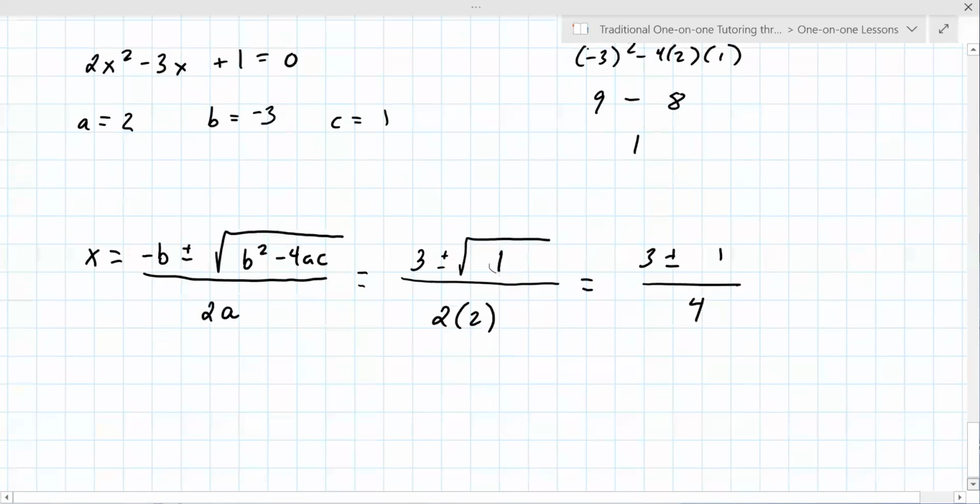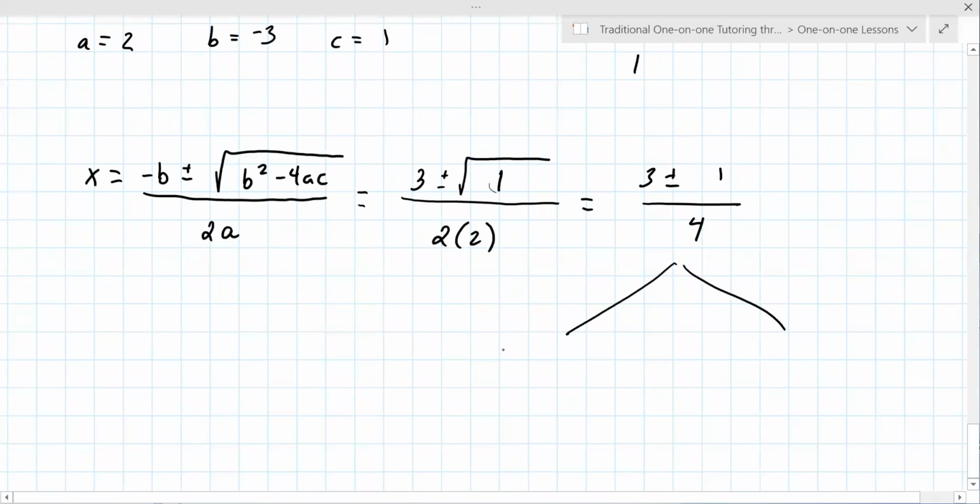Very good. So now there are two possibilities. 3 plus 1 divided by 4, and 3 minus 1 divided by 4. 3 plus 1 divided by 4 is 4 over 4. Okay, 3 minus 1 is 2. 2 divided by 4. There's no negative as an answer here, it's just 2. The bigger number is on the bottom, smaller number on the top.